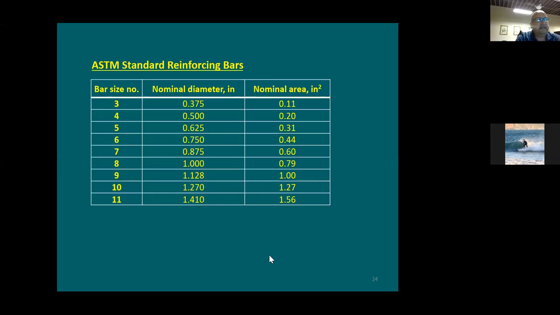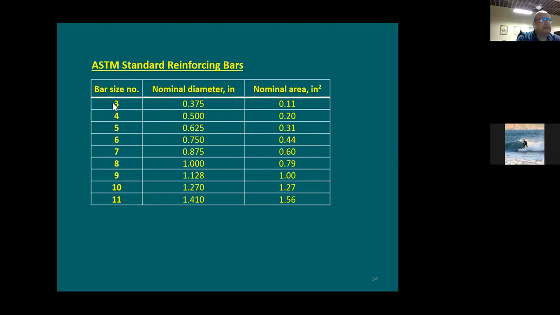Also, in the ASTM A615, they give you this table. They say all of the bars come in specific sizes. We call this size number 3, number 4, number 5, number 6, all the way to number 11. We have also 14, but it's not really used. You don't really use it in our design and construction.